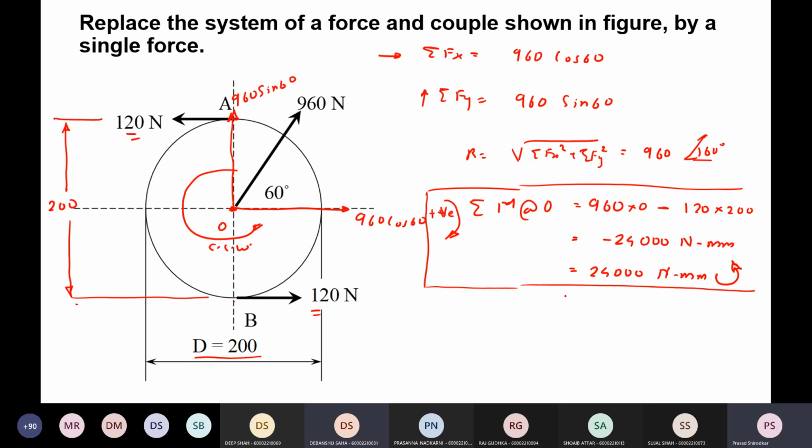Sir, why did you take 960 into 0? No, just to elaborate, this is 0. You don't need to write it, it is obvious. 960 is passing through this origin O, so the perpendicular distance between the 960 and origin O will be 0. You don't have to write it, just for more clarity.